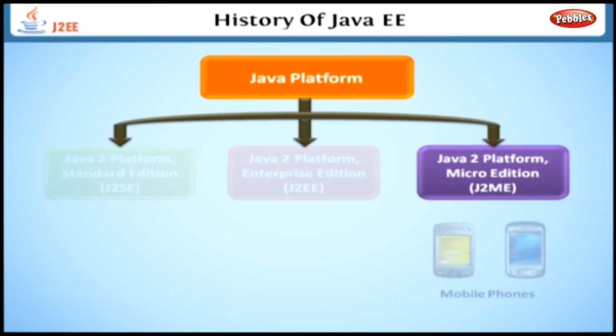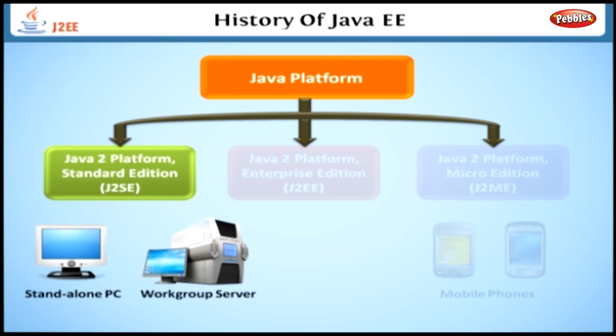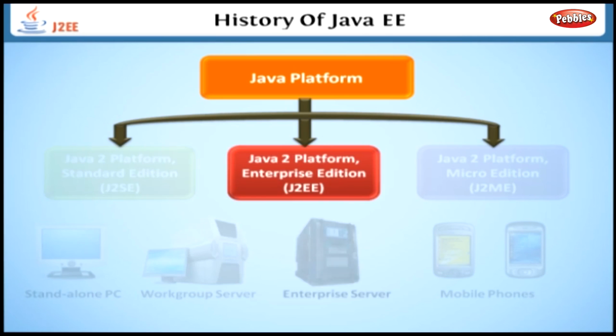Here, the Micro Edition is mainly used in micro devices like mobile phones, memory cards, set-top boxes, etc. The Standard Edition is really just the core Java used for desktop and workgroup server environments. Enterprise Edition is used for developing and deploying enterprise-quality applications, which are typically transactional, reliable, and secure.